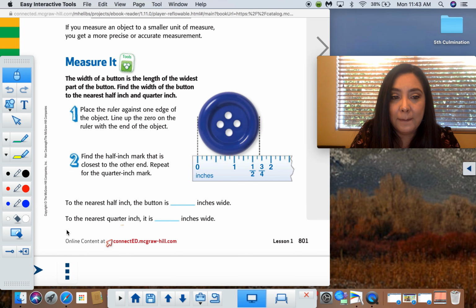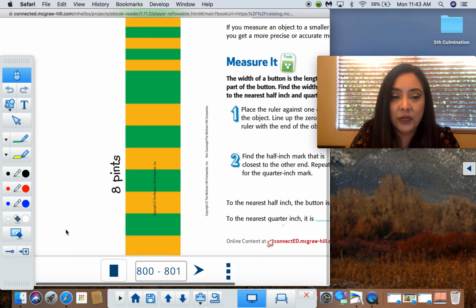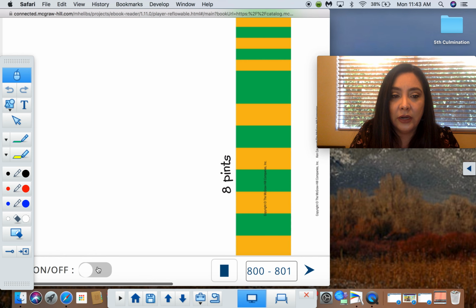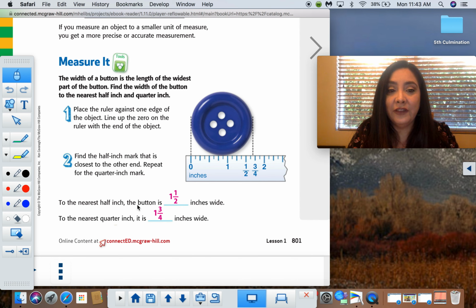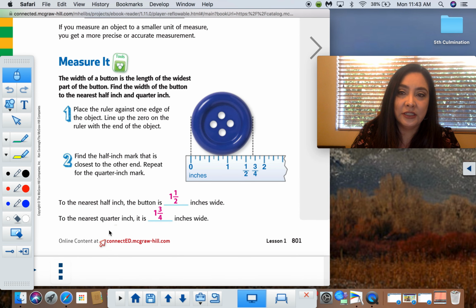So let me scroll over here. I'm going to turn our answers on for you right now, and you'll see how it should look. To the nearest 1/2 inch, the button is 1.5 inches wide. To the nearest 1/4 inch, it is 1 3/4 inches wide. All right?